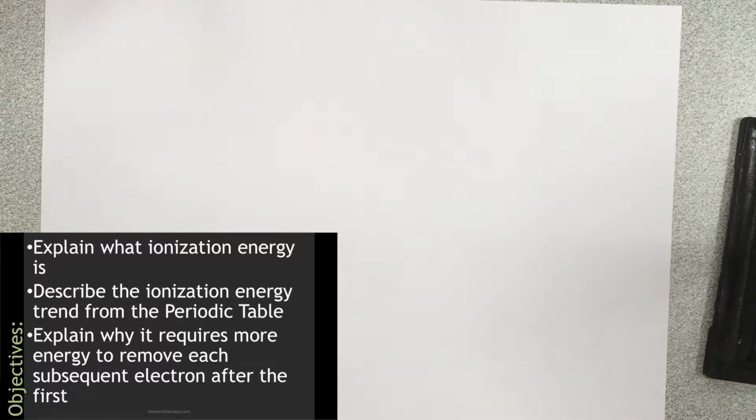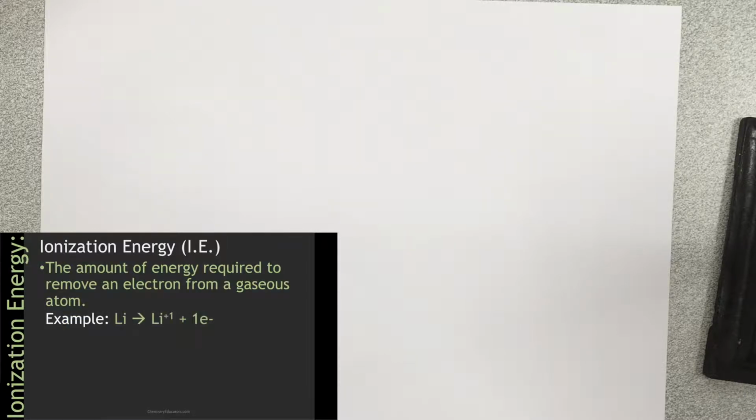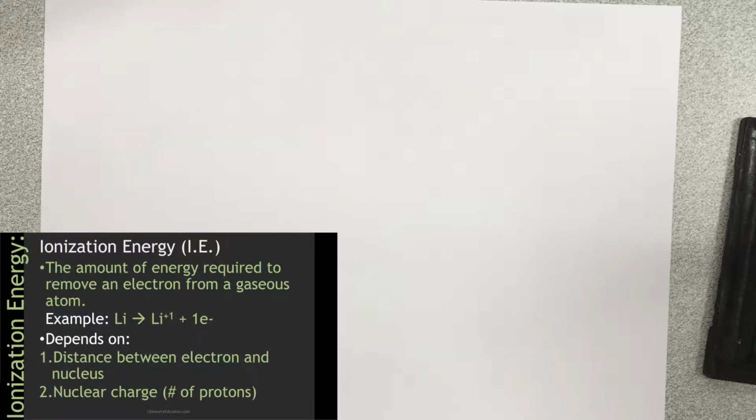And my three learning goals for you are: I want you to come to class being able to explain what ionization energy is. I want you to be able to describe the trend of ionization energy on the periodic table. And I want you to be able to explain why it requires more energy to take an electron off of the atom and why it takes more energy to take off each electron after that first one. That may not make sense now, but after this lesson, you will probably find it easy.